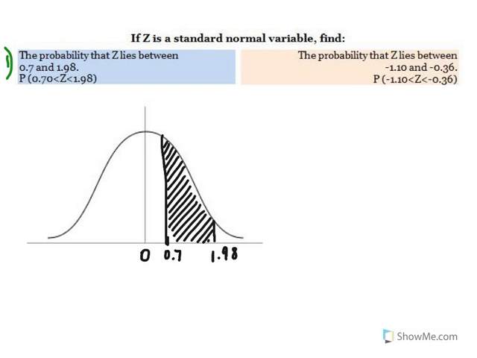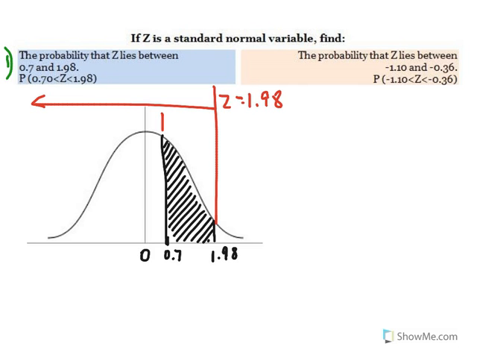So how do we find that? Intuitively we know that this will require some subtraction. So what we're going to do here is find the area that corresponds to the left of z = 1.98, right?